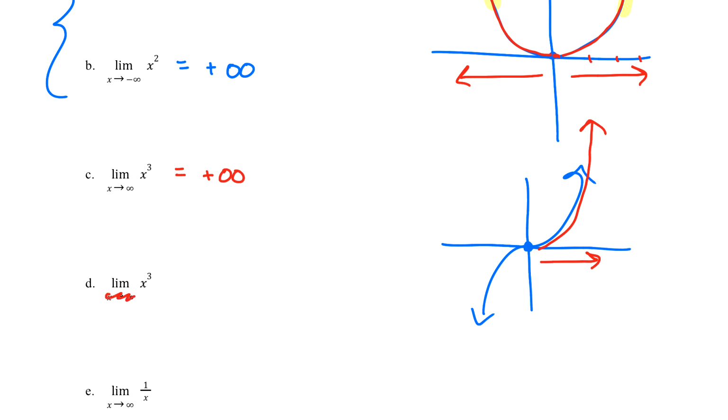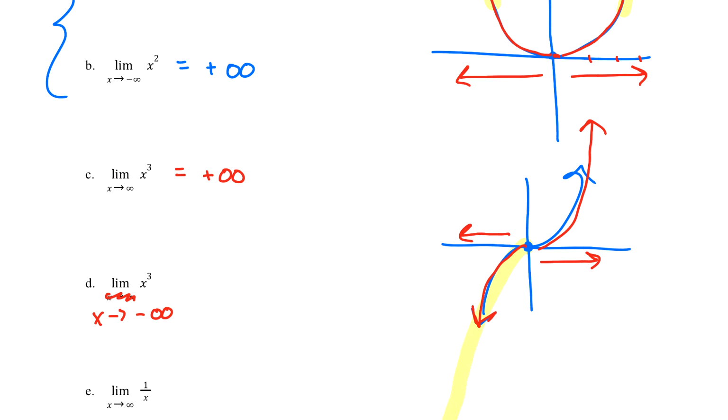Part D, whoops, I've got a typo here. This should say as x approaches negative infinity. So what's happening this time as we move to the left? This time we're seeing something different. We saw really similar behavior in the first three, but in this example, instead of going up, our y value is going down, down, down. It's just going to keep going down.